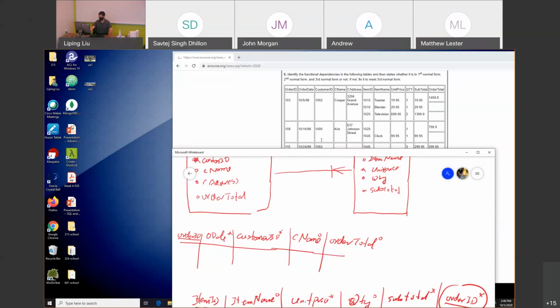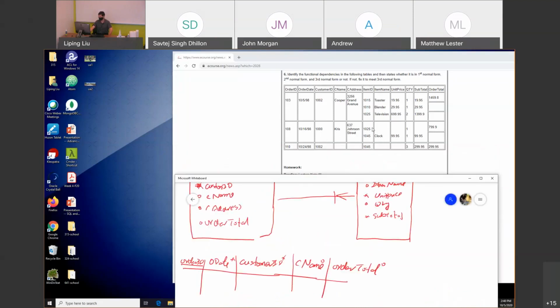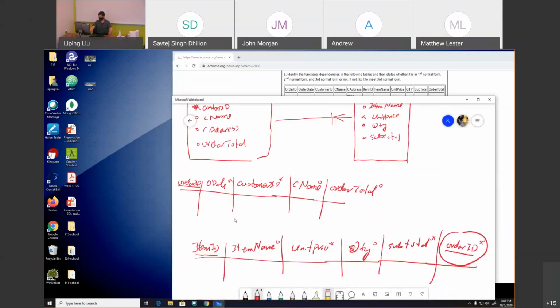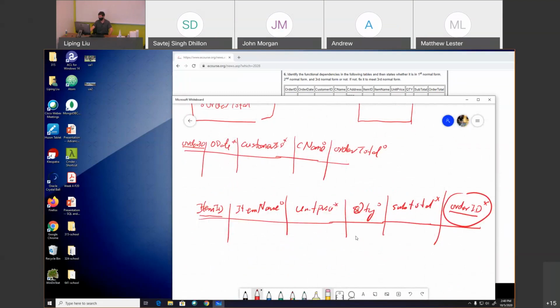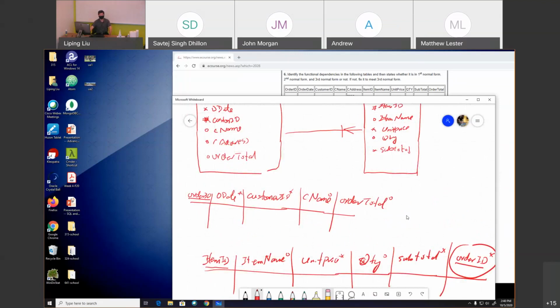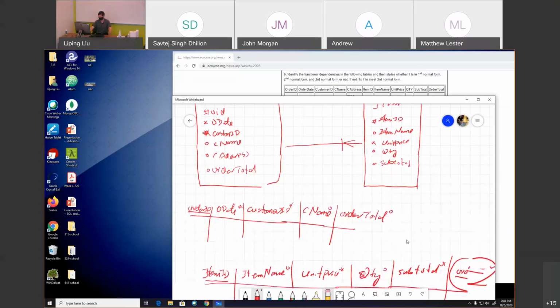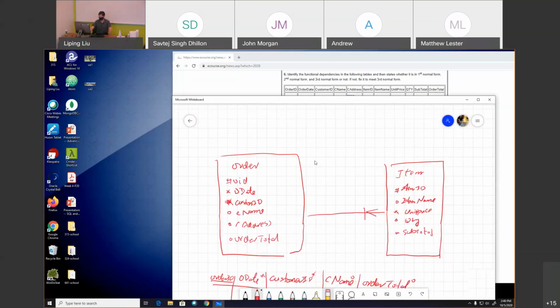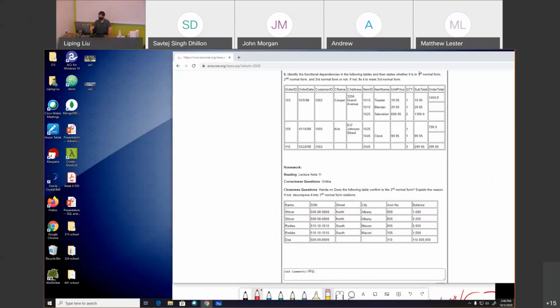So now essentially this table is broken down into two subtables. These two tables are the result of fixing the first normal form. Make sense? Good. So first normal form is fixed. Now we have to check second normal form. Okay, so now let's check second normal form.